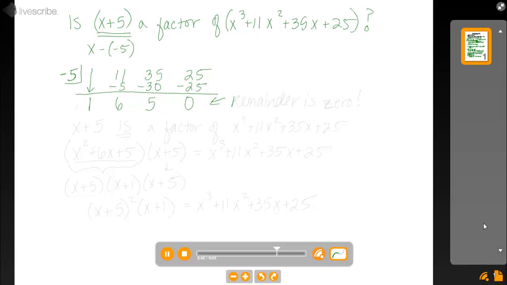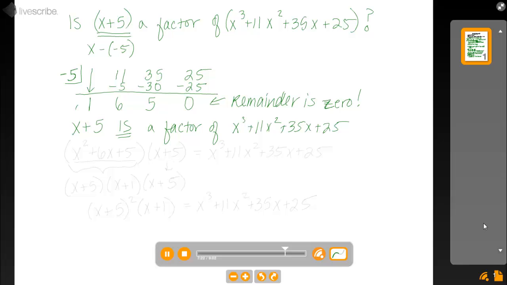Our remainder is 0. Therefore, x plus 5 is indeed a factor of that cubic. That means if I was trying to graph this cubic, I know there must be a 0 at negative 5, 0. I also know its other factor is this quadratic right here.